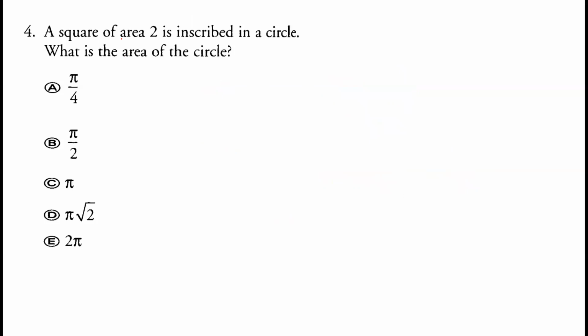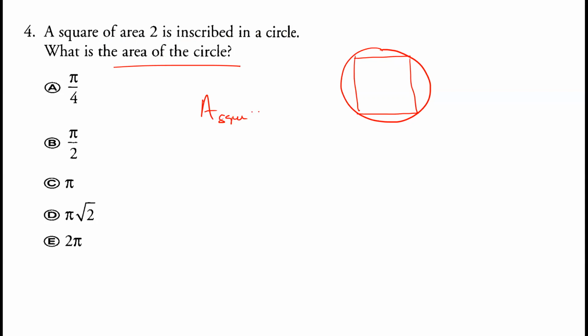Now a square of area 2 is inscribed in a circle. Now the circle is this, and the square is inside the circle. So what is the area of the circle? So again, area of a square equals s square. So this is the side. So s square equals 2, s equals under root 2. Again, we know that the sides are equal to under root 2.